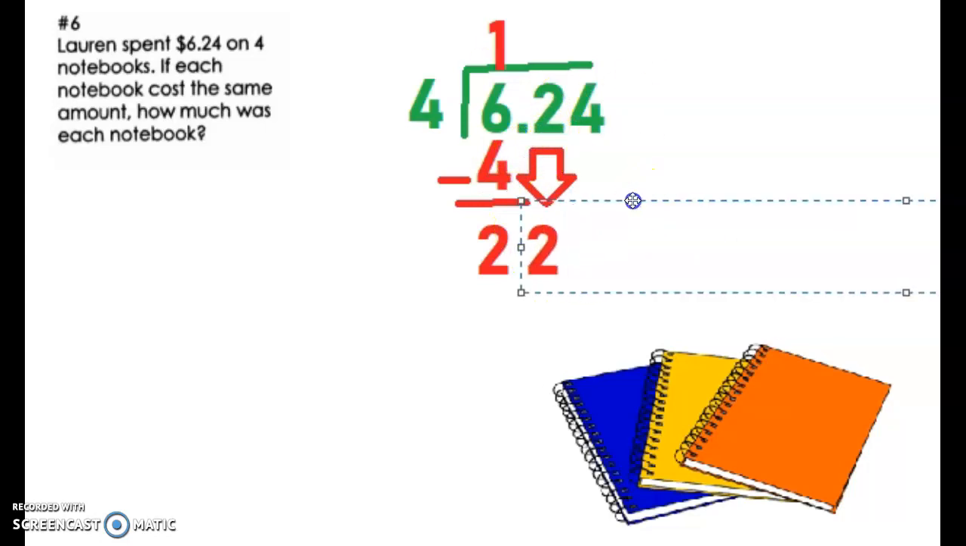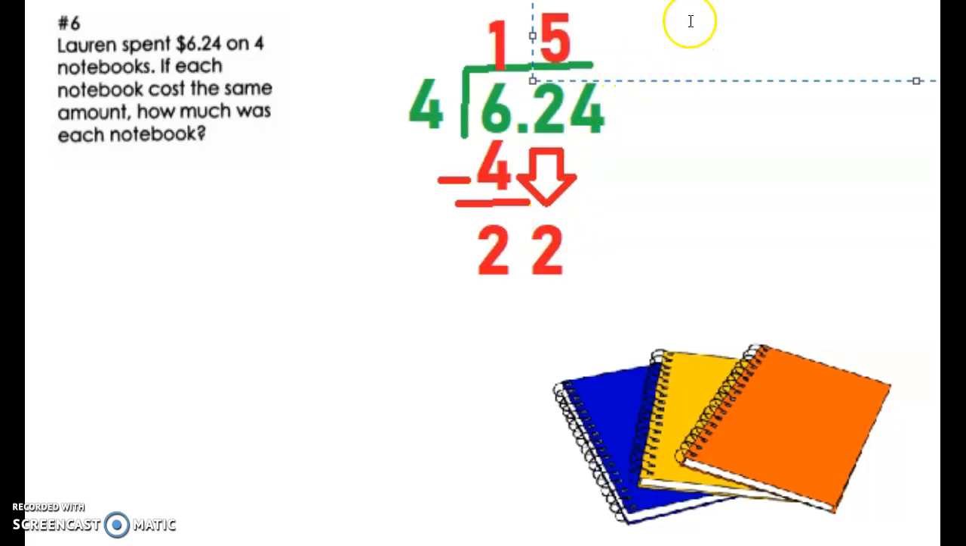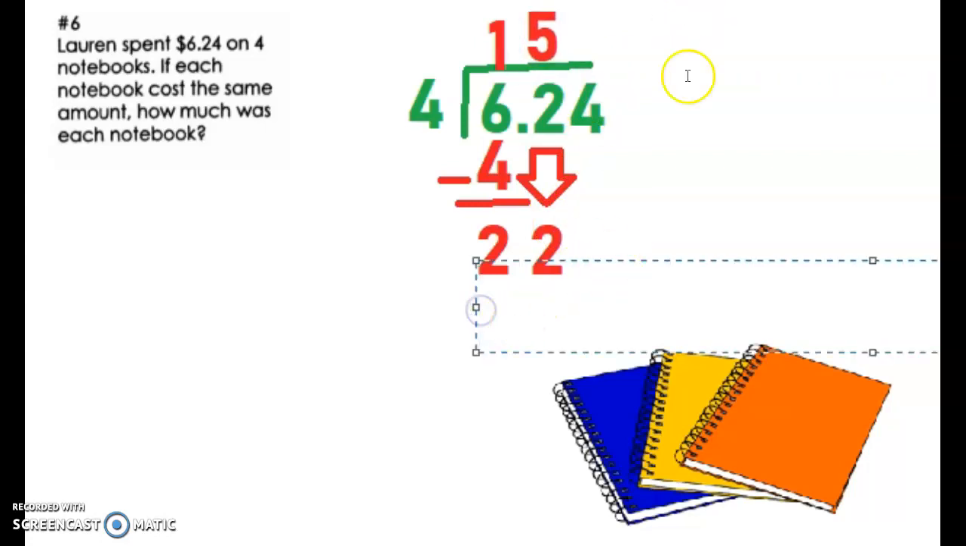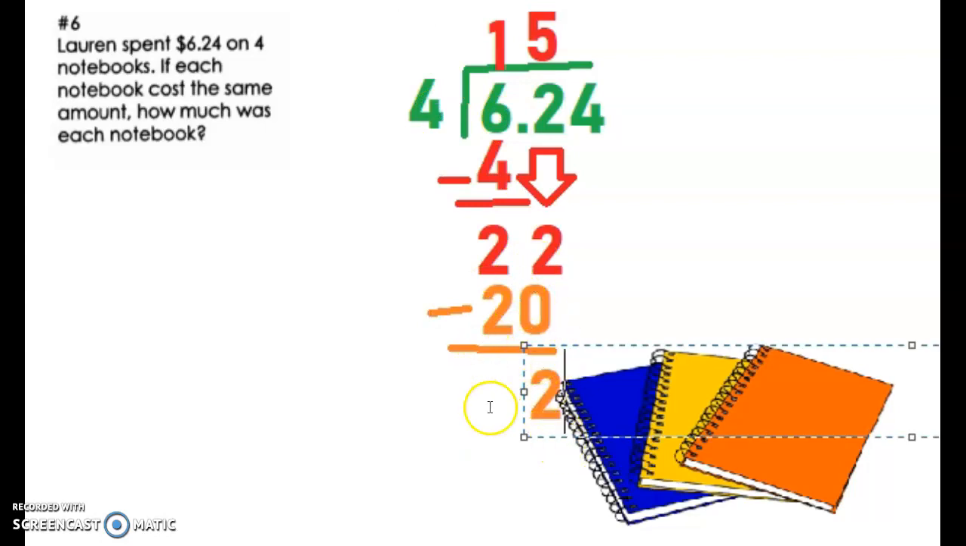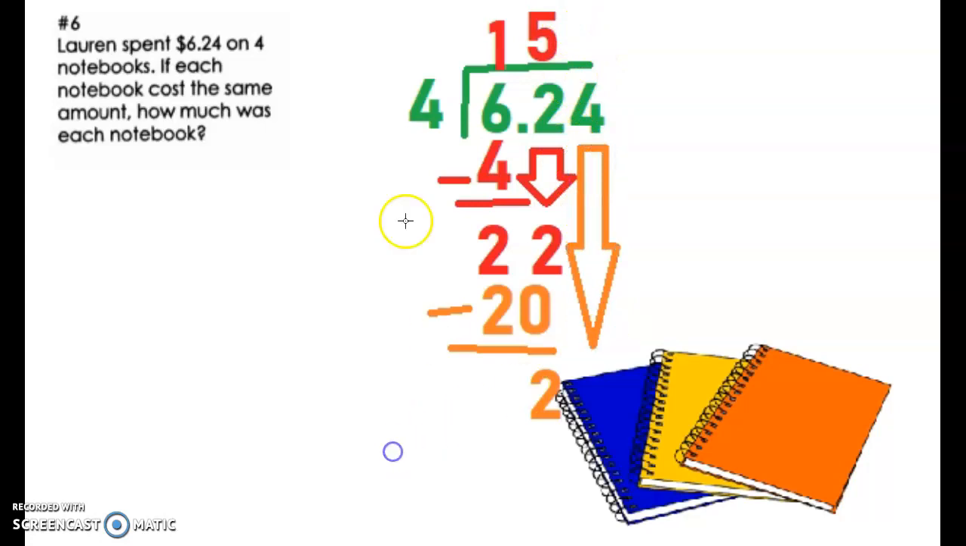And now 4 times what equals something close to 22? 4 times 6 is 24. That's too big. 4 times 5 is 20. That's right under, so it's going to work for us. Let me change my color to 20. Okay, and now we're just going to subtract again. Now this is going to be 2, because 2 minus 0 is 2, and that's nothing, right? And again, I'm going to bring down my next number.